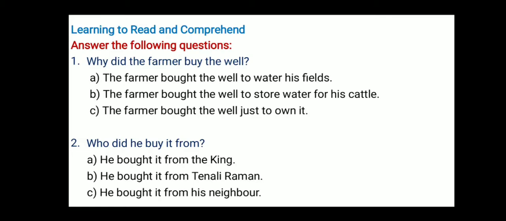Let us move to the next slide and check our answers. First, why did the farmer buy the well? The correct option is: the farmer bought the well to water his fields. Second, who did he buy it from? The correct option is: he bought it from his neighbor.